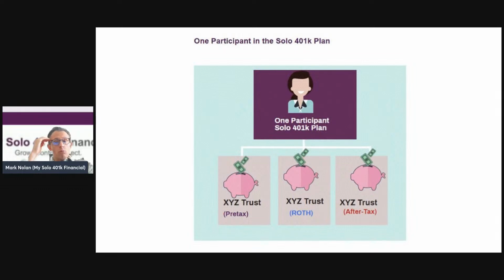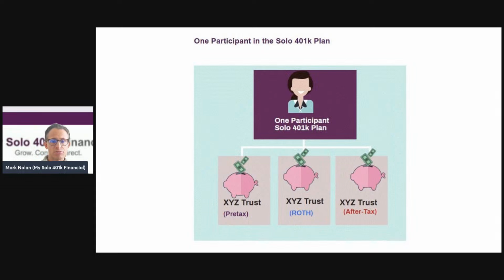Here's an example of a one participant plan. Let's say that you're a contractor, so you file a Schedule C, or maybe you have a single owner S corporation where you're the only owner and the employee. So the solo 401k plan would be sponsored by your name if we're talking about a sole proprietorship. If we're talking about an S corporation, then the S corporation would sponsor the solo 401k plan, and you are a participant in the plan.